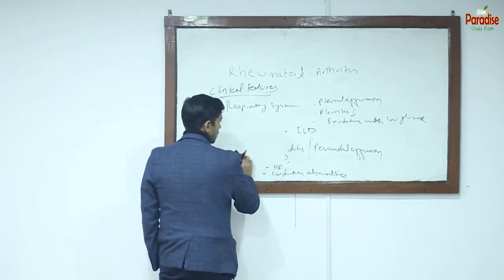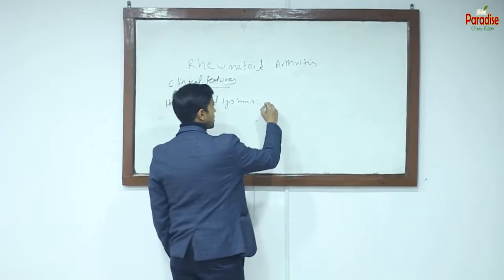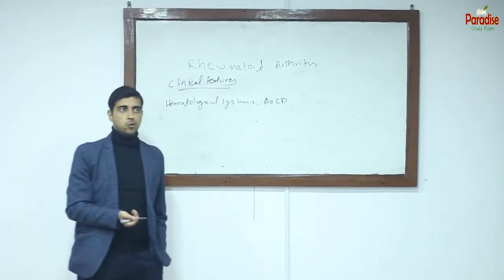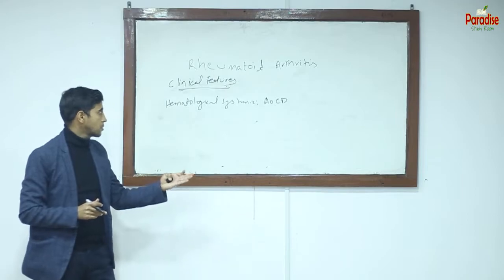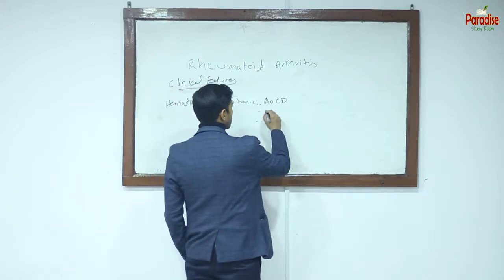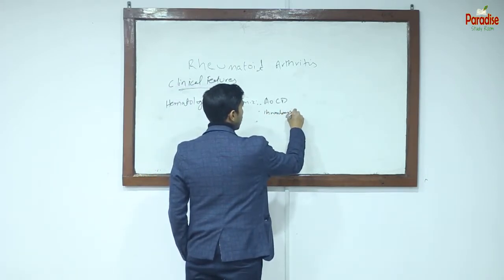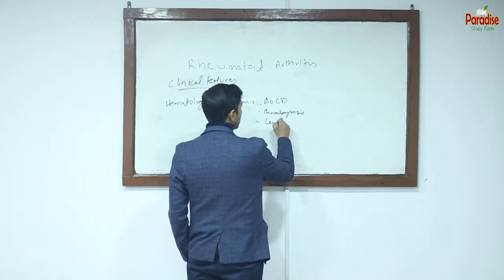Now let's talk about the hematological system involvement. Mainly, it affects the RBCs. Most commonly it causes anemia of chronic disease, AOCD. That is the most common extra-articular manifestation in the hematological system. Sometimes it might cause thrombocytosis, but not thrombocytopenia, and sometimes it can cause leukopenia also.